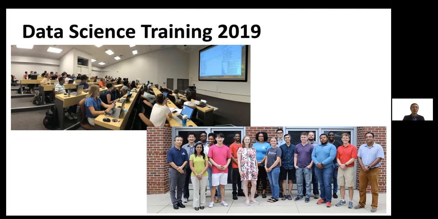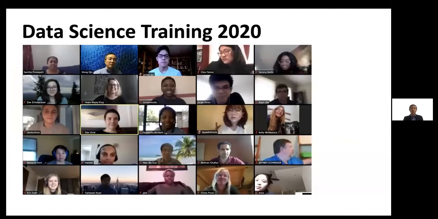On the top right is the data science coding bootcamp for some faculty and graduate students. At the bottom is the NSF REU program. In the summer of 2020, because of the pandemic, we offered the coding bootcamp online.